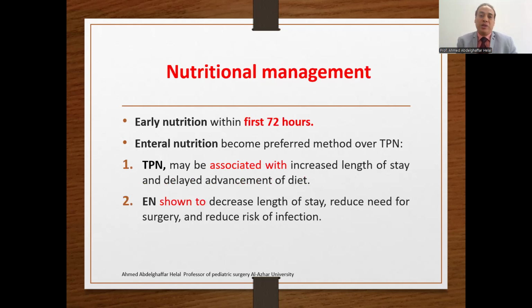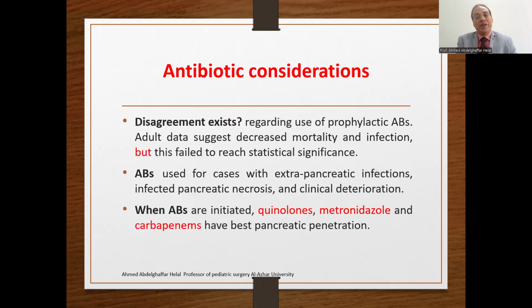The nutritional management. There is a paradigm shift in nutritional management from using total parenteral nutrition to nowadays using enteral nutrition. Early nutrition is essential. Number one, enteral is preferred over total parenteral, because total parenteral nutrition is reported in the literature to be associated with increased length of hospital stay and delayed advancement of diet. On the other hand, enteral nutrition decreases the length of stay, reduces the need for surgery, and reduces the risk of infection.